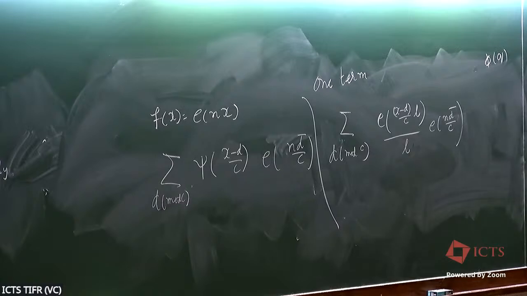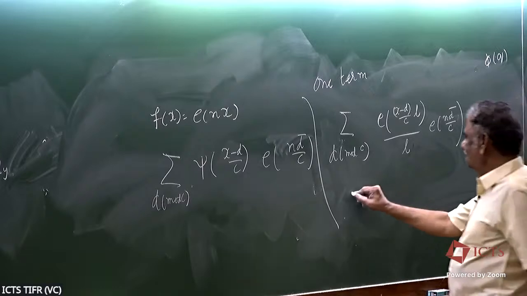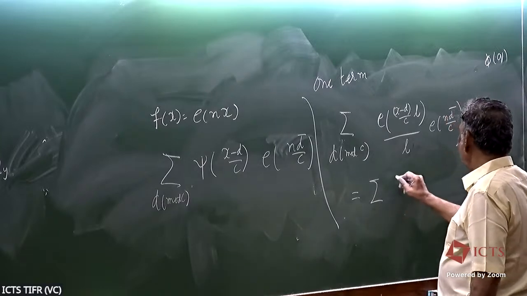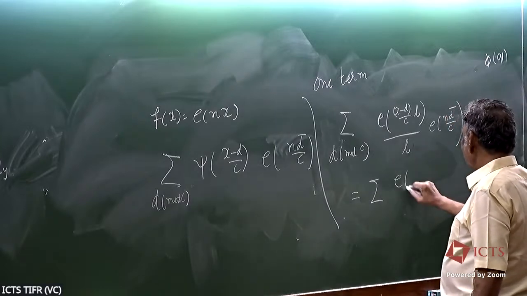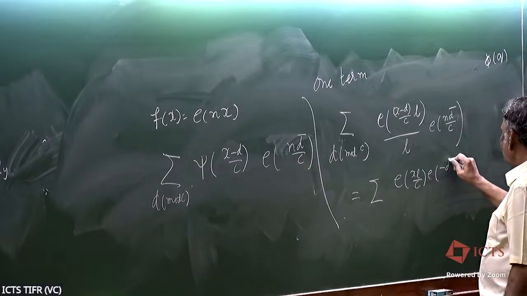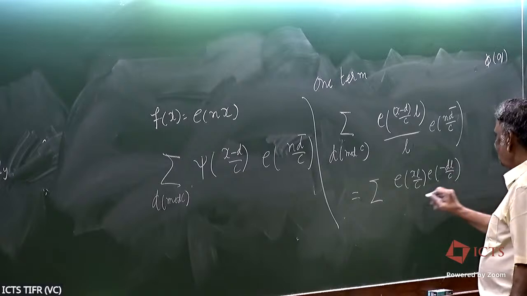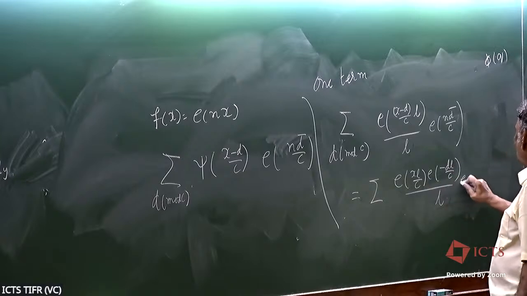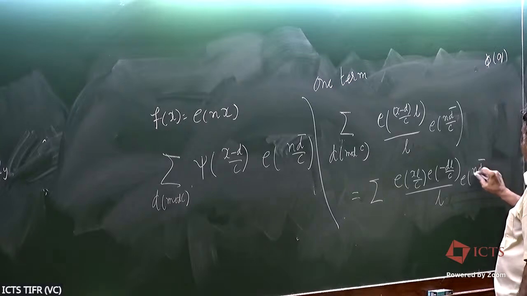Because I just take the Fourier series expansion for psi, and we have already seen that I can take a finite expression, and therefore I can take one term at a time and sum it up. Okay? And now let me simplify that, and therefore this is equal to the summation over d modulo c of e(xl/c) e(-dl/c) divided by l, times e(n d-bar/c). This is what it is.